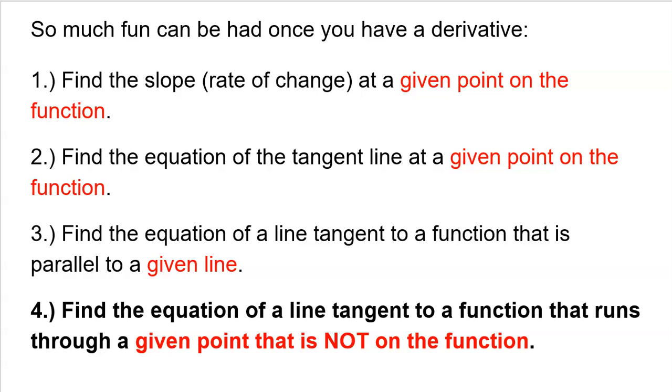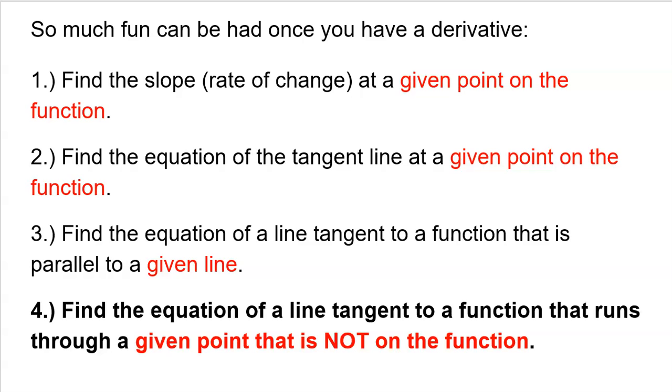It is to find the equation of a line tangent to a function that runs through a given point that's not on the function. The key thing here is that the given point is not on the function. Please remember, a derivative can only find the slope, the rate of change, at a point on the function. But in this case, the point I'm giving you is not on the function. So how's that going to work?